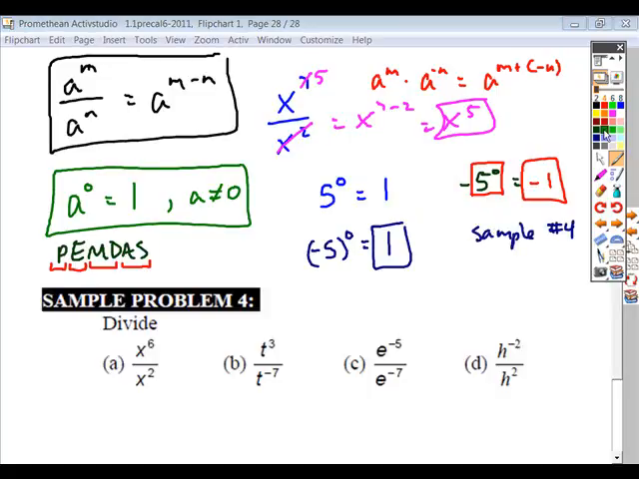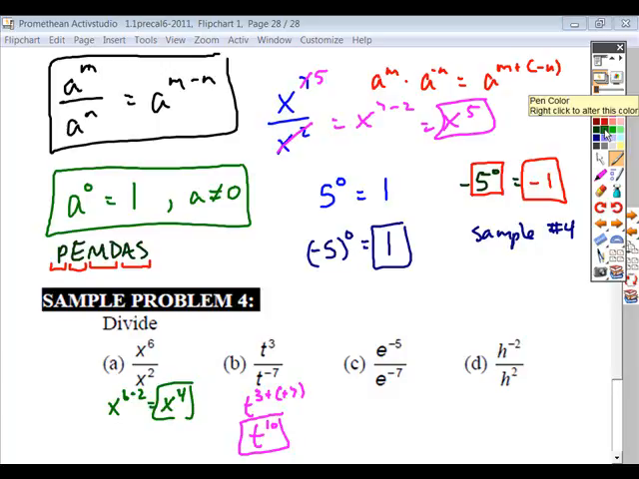And the first one, we're dividing two exponents with the same base, so what are we going to do with their powers? Subtract them. So 6 minus 2 gives us x to the 4th. In the second example, same idea. This time, though, there's positive and negative powers. But we follow the same rule. Same base, a base of t. We're going to subtract powers, so 3 minus a negative 7. Subtracting is equivalent to adding the opposite. So we get 3 plus 7, which is 10.